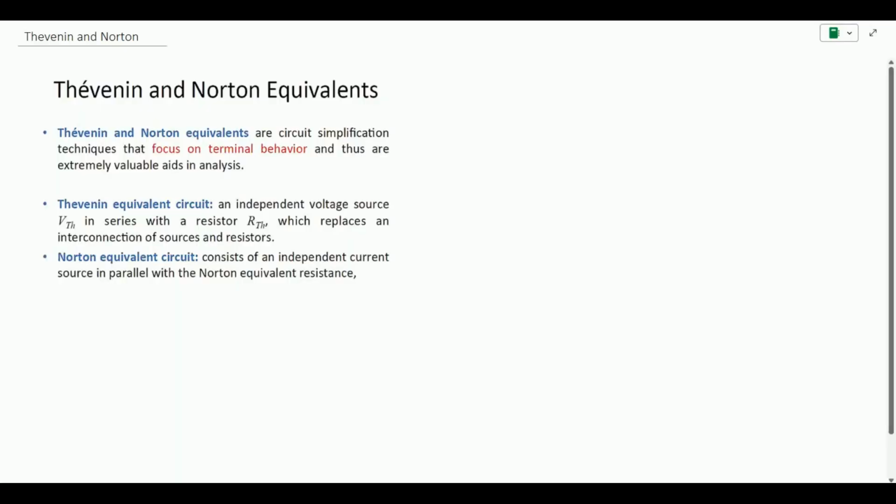Welcome learners. In today's lecture, we are going to talk about Thevenin and Norton equivalents. So we want to know what these equivalents are and why they are necessary when dealing with circuit analysis.